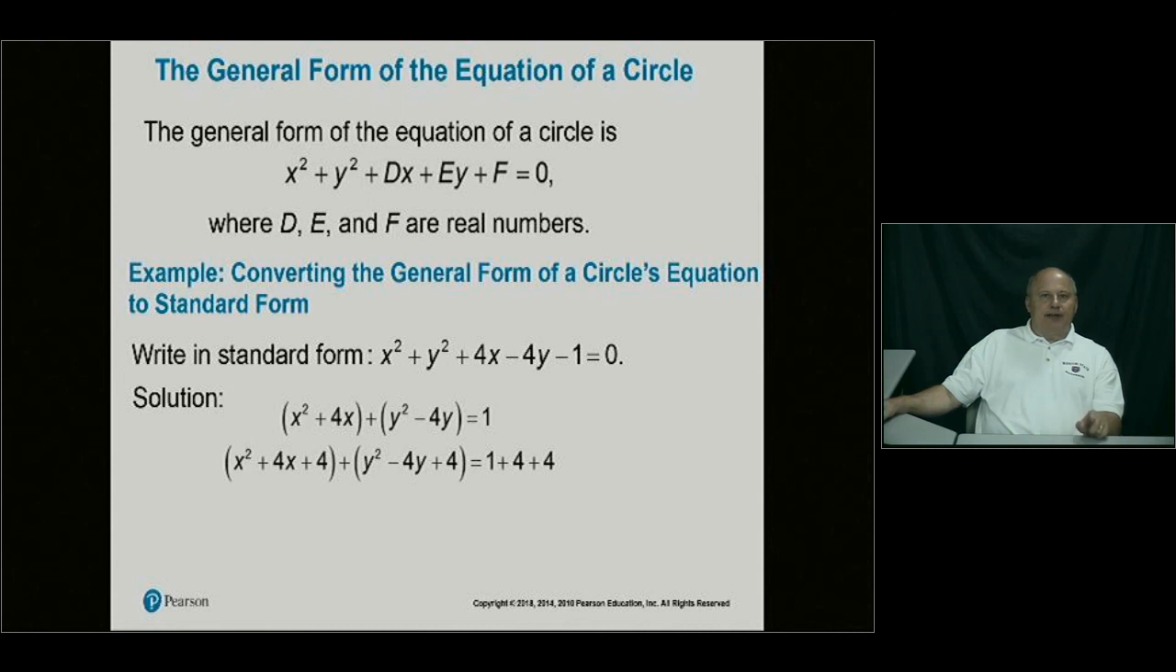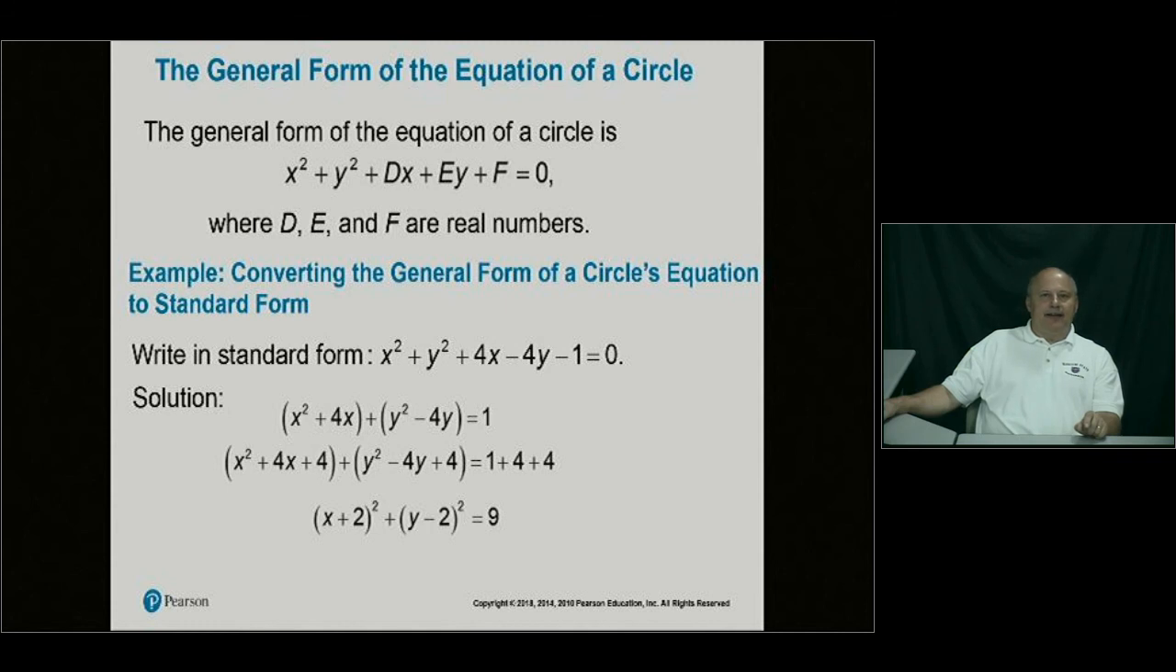Now, x squared plus 4x plus 4 will factor, and y squared minus 4y plus 4 will also factor. So x squared plus 4x plus 4 factors to x plus 2 squared, and then y squared minus 4y plus 4 factors to y minus 2 squared. And then why is that 9? Because 1 plus 4 is 9.